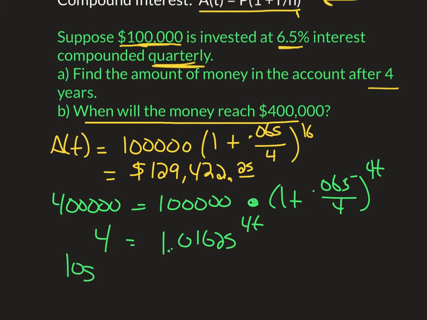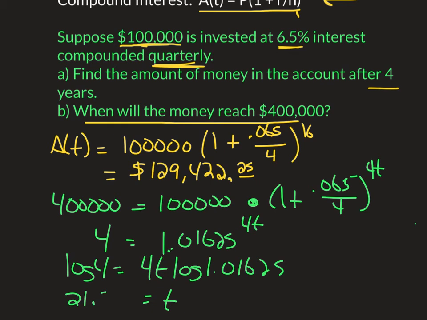So I'm going to do log 4. You could also do ln. The exponent goes in the front over here, log 1.01625. Now to get my final answer, I'm going to divide log 4 divided by 4 log 1.01625. And let me see what I get here. Okay, when I do that, I get 21.5 years.